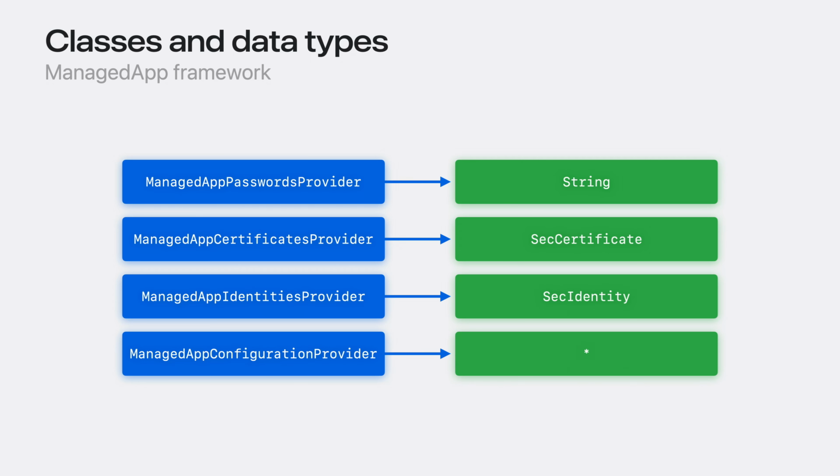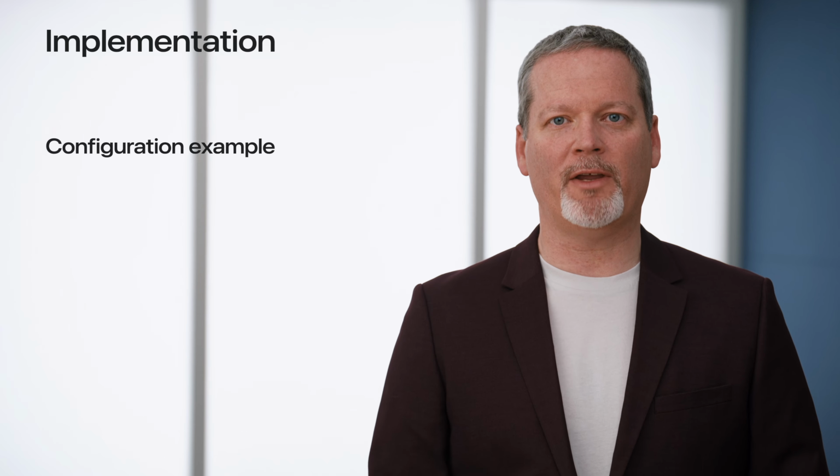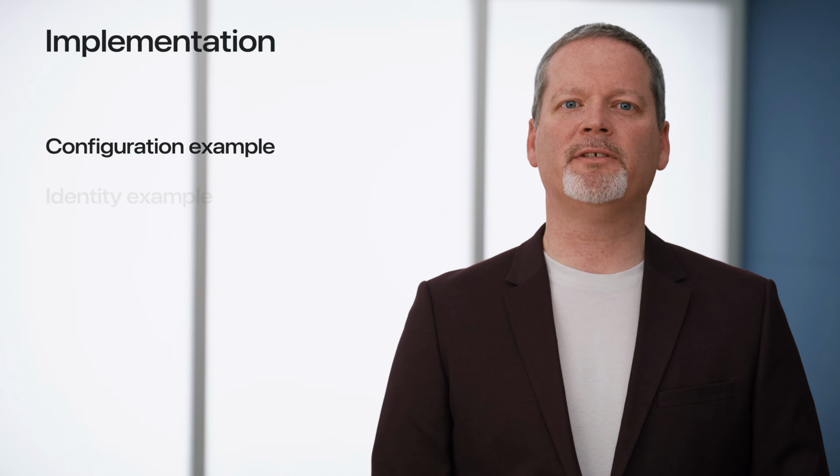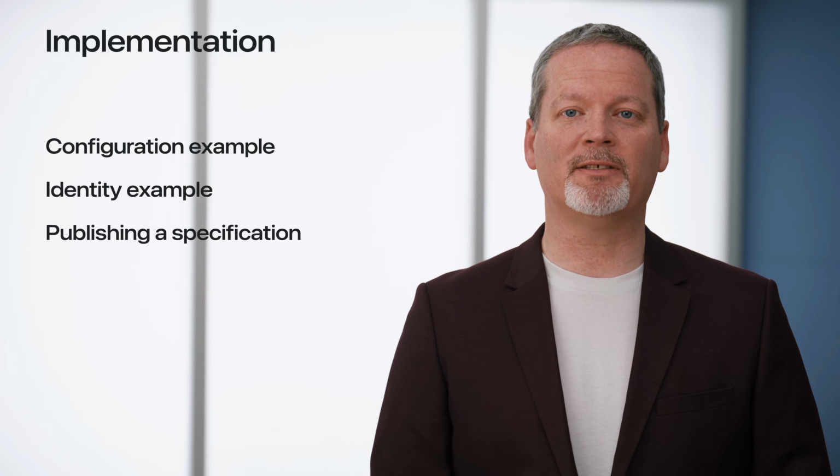The 4th one is a little different. Managed App Configuration Provider provides app-specific configuration. There's no built-in type for this. This is whatever data type the app needs. As the app developer, you define the structure of this data. I'll give one example of using configuration, then another using an identity. Finally, I'll discuss publishing your app's specification.